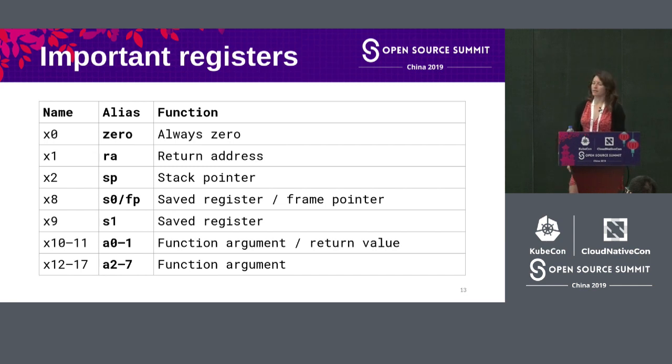Then RA contains the return address. SP is the stack pointer. Then S0 is the frame pointer, which you will find later in the assembler code. And in A0 to A7, as I said, you pass the function arguments, and the return value of your function you can find after the execution of your function in A0 to A1.